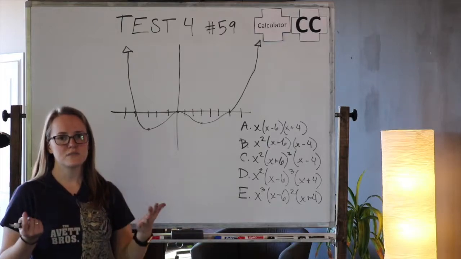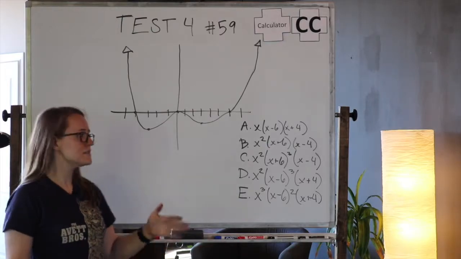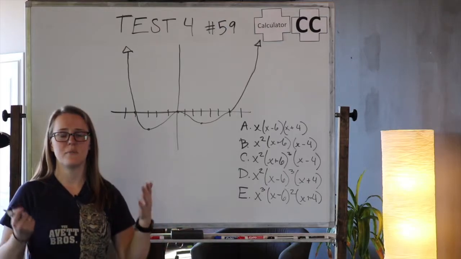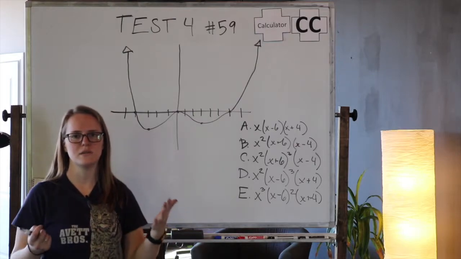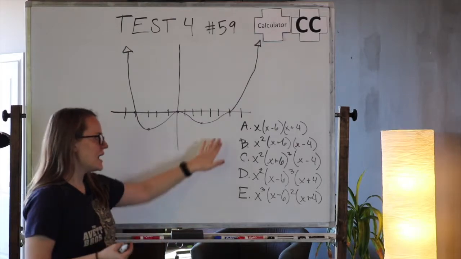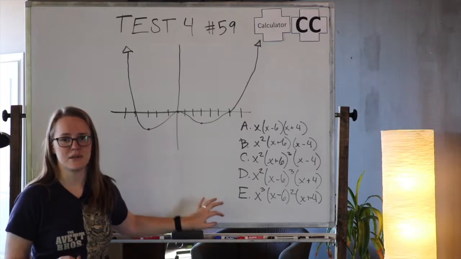Now, the way to do this one is through process of elimination. There's some things you might remember from math class about what you can tell about an equation just from looking at a graph. So what I'm going to do is point out some things about this graph that we can use to eliminate options here.